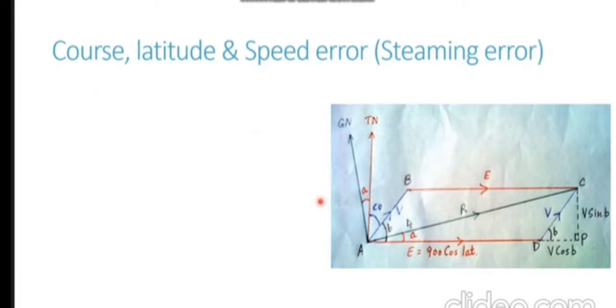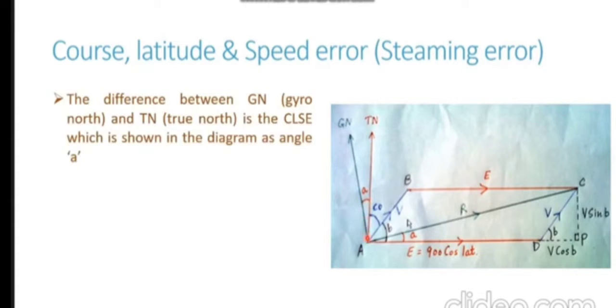Any doubts? Note that this particular angle here, angle A, which is the angle between the true north and the gyro north, is our CLSE. Now this particular angle A is the same as angle A which is shown here. You can follow the laser pointer. You see we have a small angle A here also. This is basically angle delta alpha Charlie.